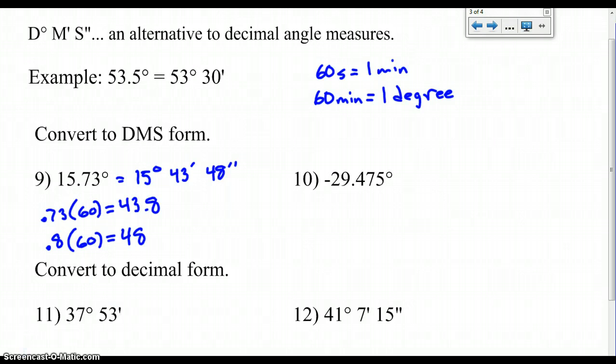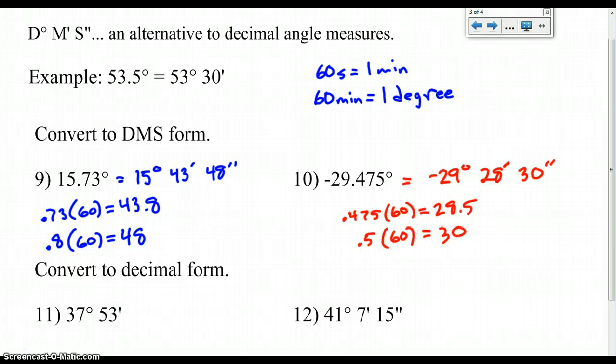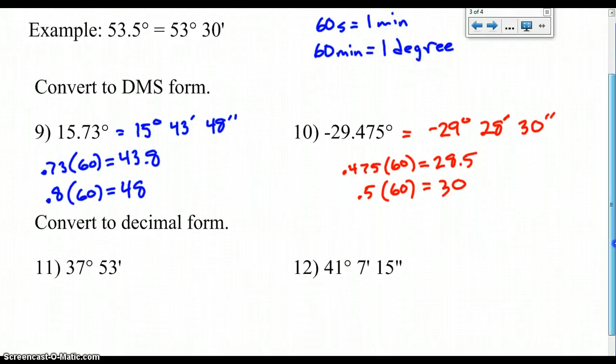Why don't you guys give number 10 a shot on your own? Okay, so I finished number 10. You can see I got negative 29 degrees, 28 minutes, and 30 seconds.